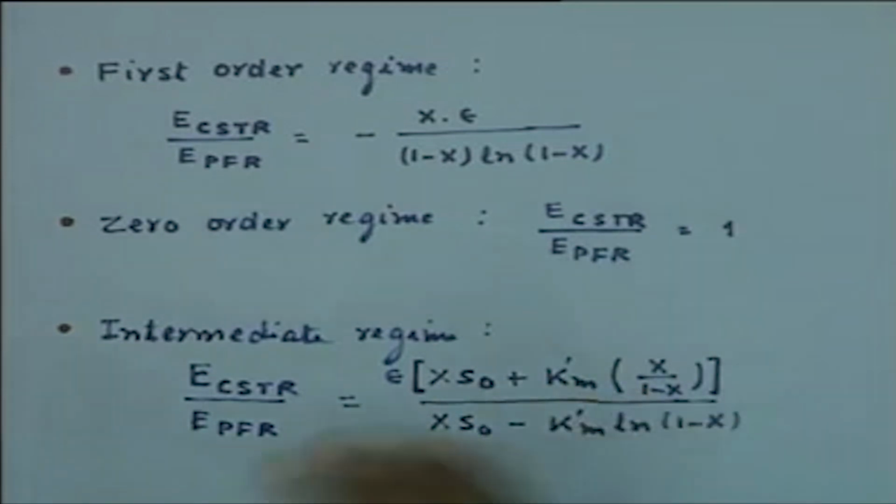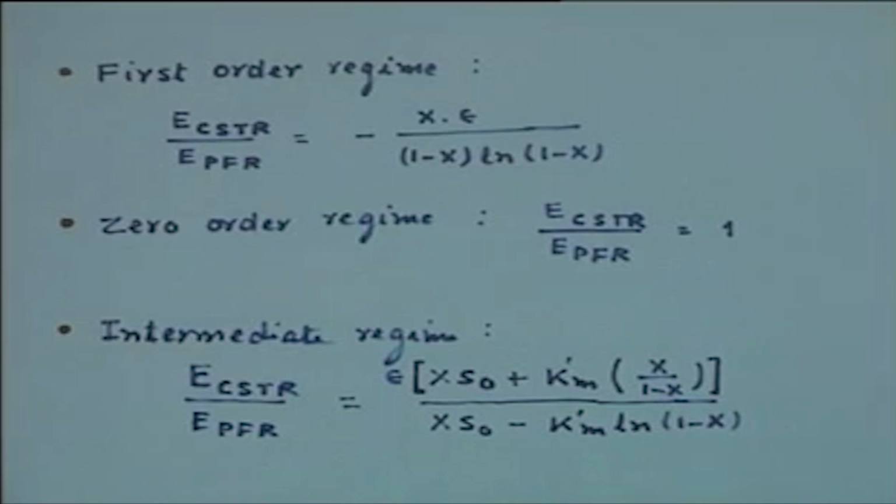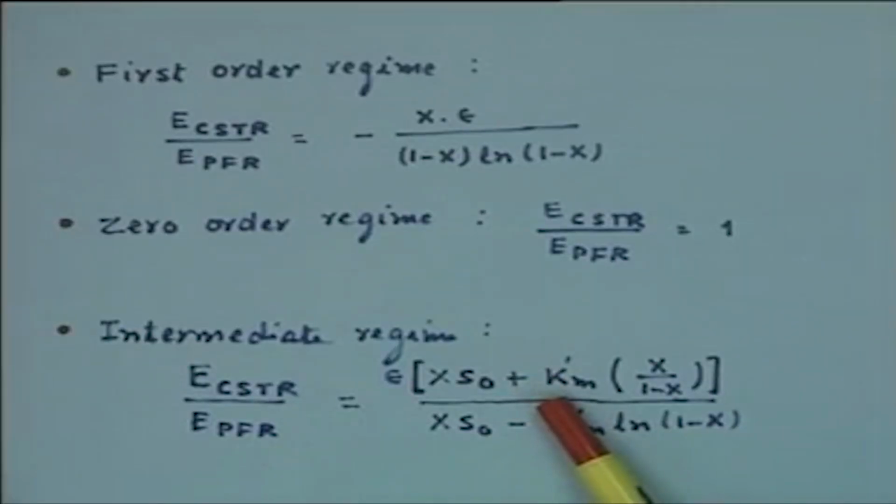Of course, the intermediate regime is that where Km and S0 are of comparable value, that means let us say between 1 and 10, that means say S0 is something like about 5 Km values. In that case, the performance will be dependent not only on fractional conversion, but also on the magnitude of Km value. As the relation between S0 and Km changes, the performance will be dictated by it.